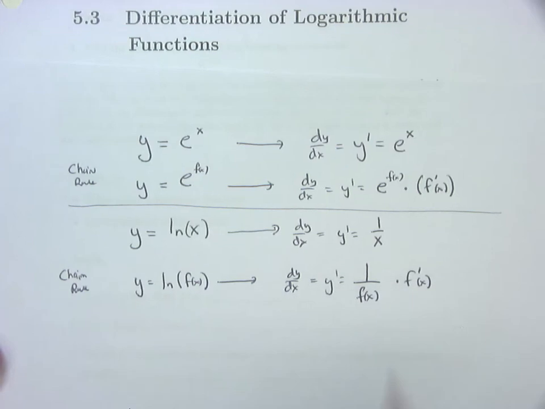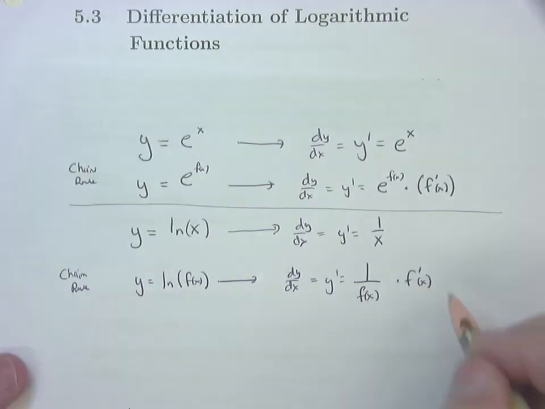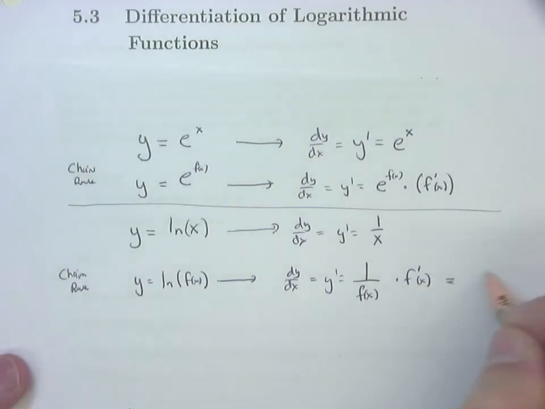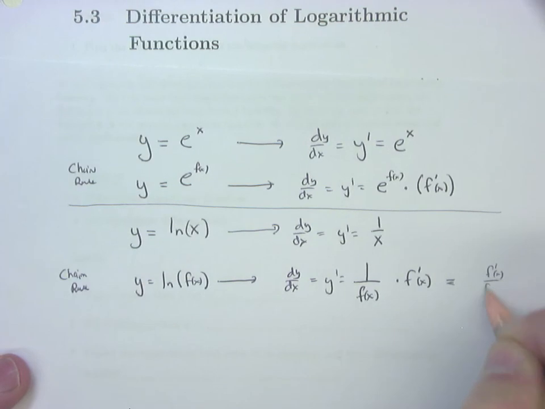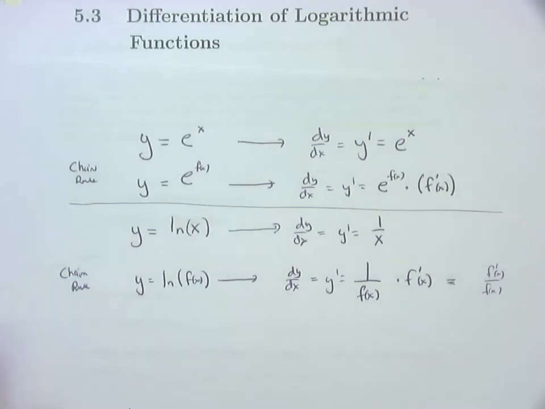Now, I like to write the rule like this, but some teachers will go, well, it cleans up to become f prime of x over f of x. And you're right, it does, but you're missing the point. The goal is to memorize these forms. So derivative of e to the x is e to the x, derivative of e to a function is e to the function, catch the pattern, times the derivative of the exponent.